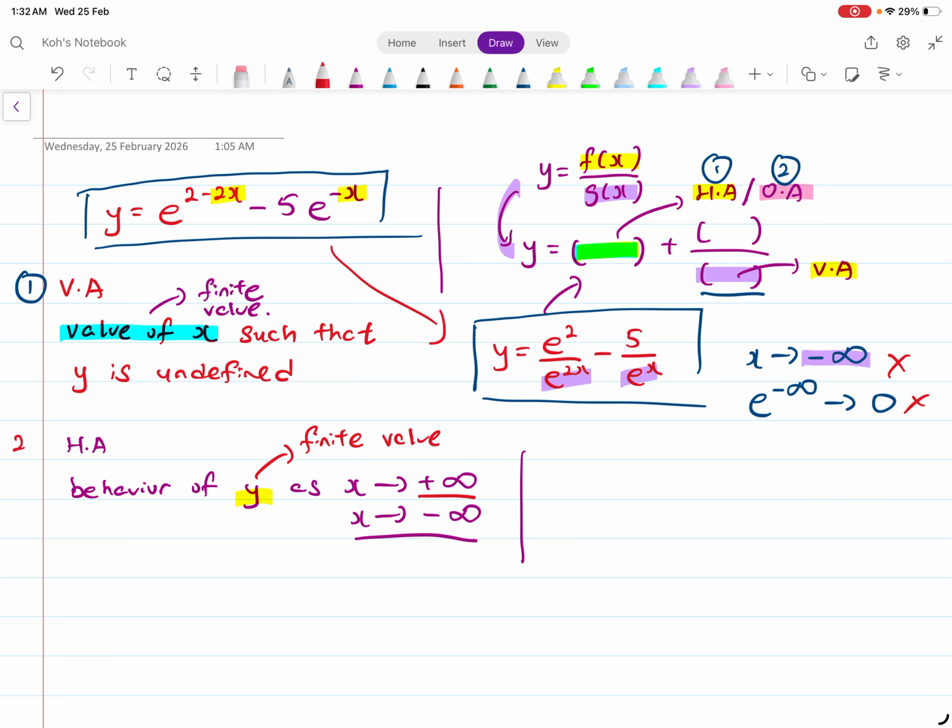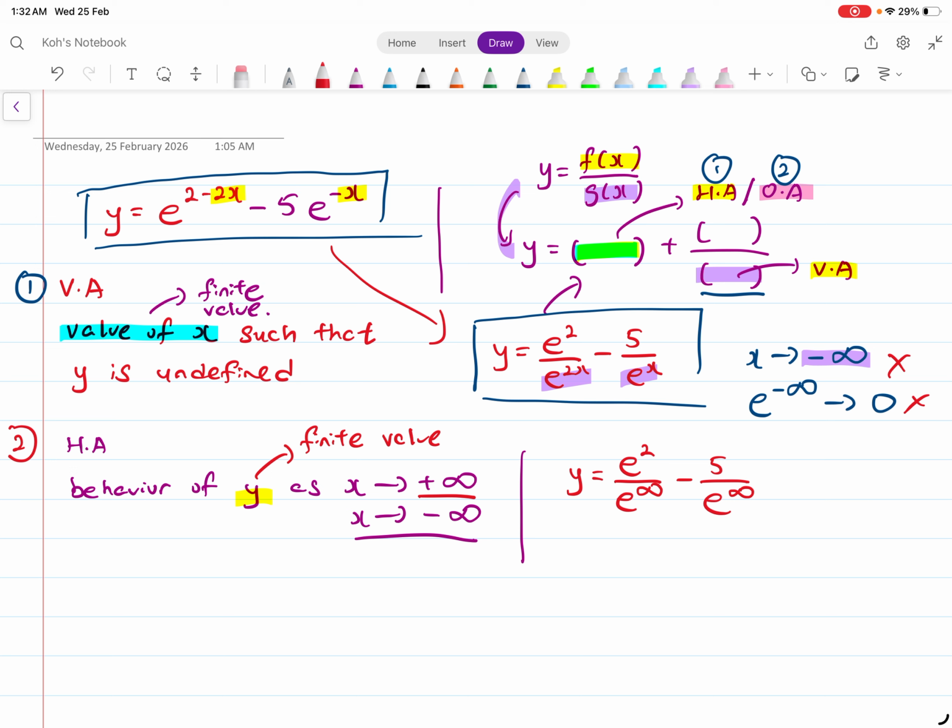Okay, what about the second part, horizontal asymptote? Horizontal asymptote is where the behavior of y, where y is of course another finite value, as x tends to positive infinity and x tends to negative infinity. So let's determine the positive infinity first. For example, y is equal to e to the power of 2 over e to the power of, let's just say, 2 infinity, minus 5 over e to the power of infinity.